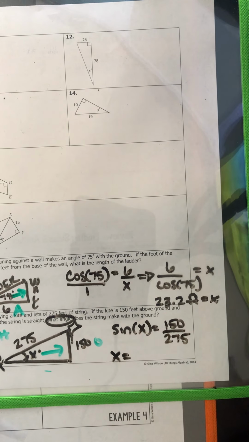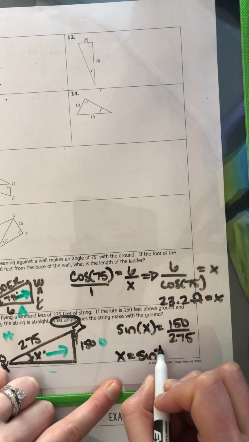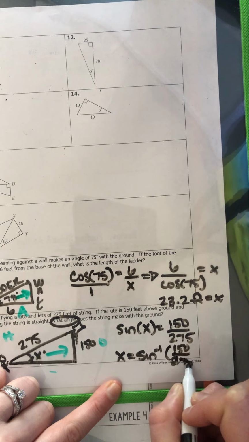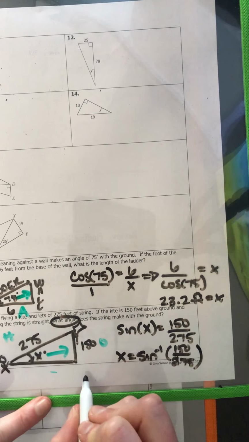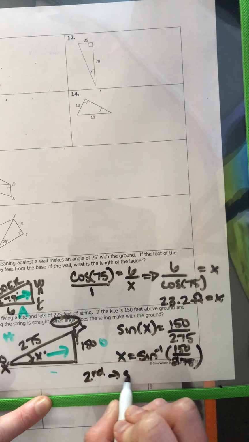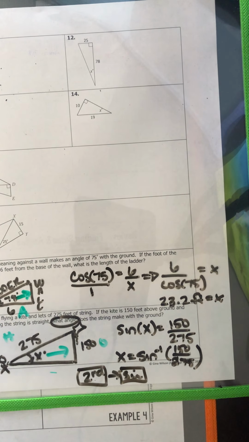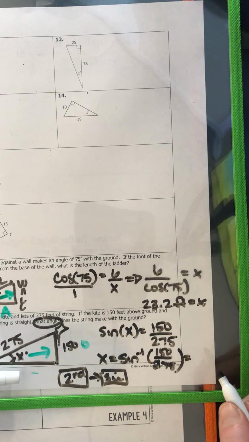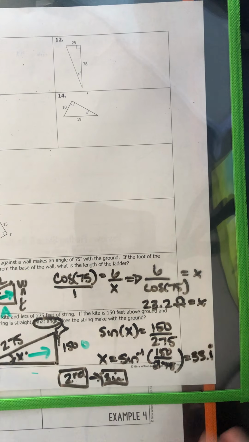So to see what x equals, we do the inverse of sine and put the ratio in parentheses. And when we put that in the calculator, remember it's second sine, and then it'll say sine inverse on your screen. So sine inverse of 150 divided by 275, and the angle from the string to the ground is 33.1 degrees.